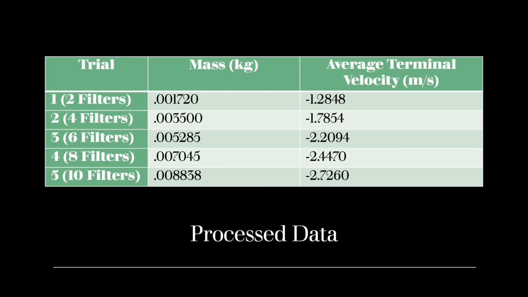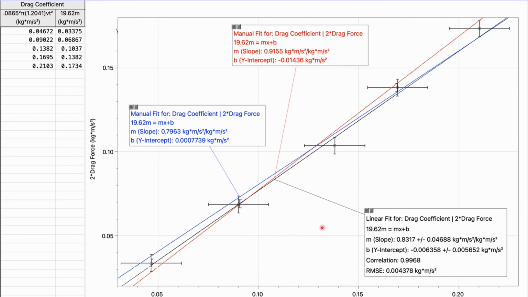So now looking at our data, we see the mass over here in this column with our number of coffee filters stacked and the terminal velocities reached for each. Now we begin to plot this into our graph, inputting both of these variables, and we will get a linear function telling us the drag coefficient. So as you can see, here's our graph for our drag coefficient. The average slope is 0.83, and our max slope is 0.912 with a minimum of 0.8 rounded to the hundredths place.